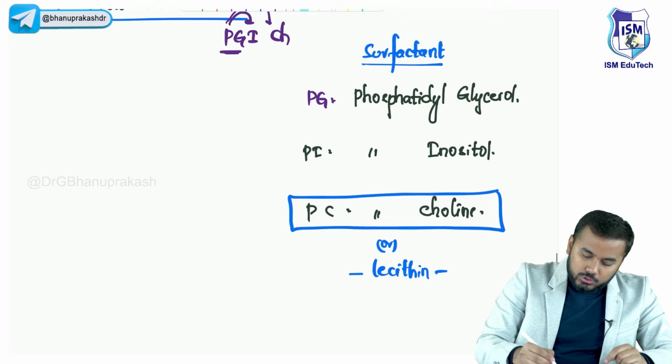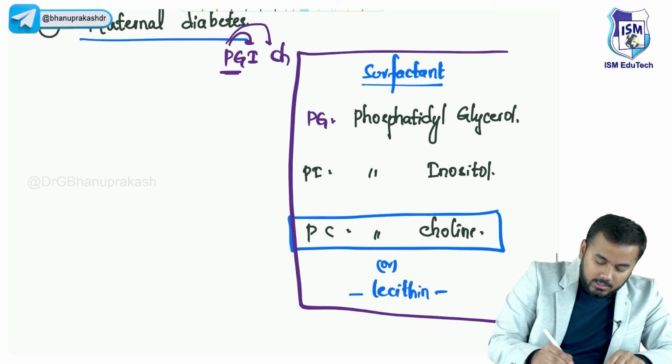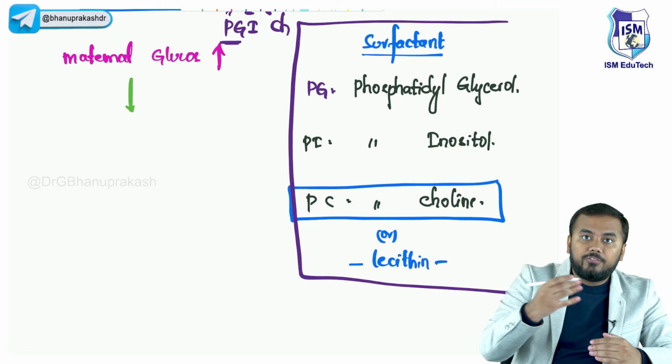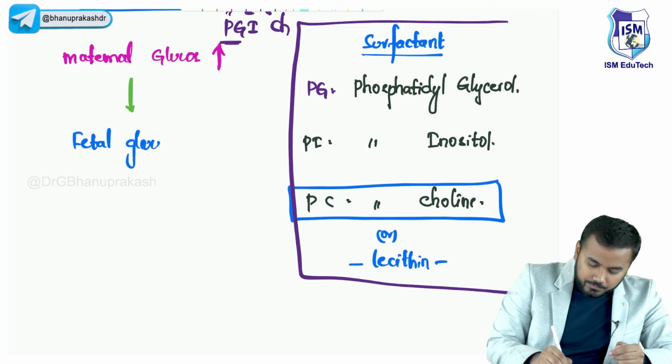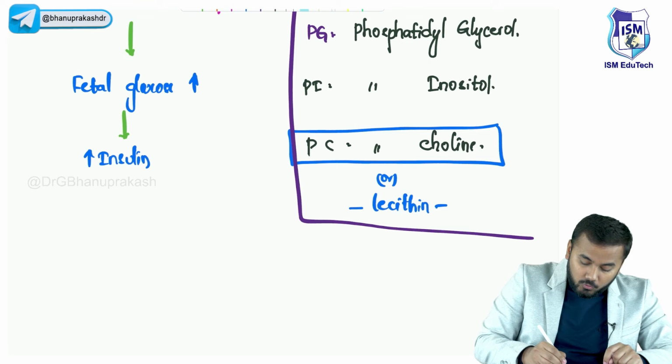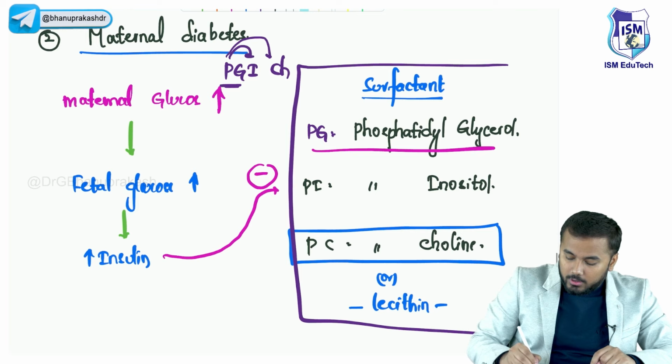So what I was telling is, if maternal glucose levels are high, automatically this will affect the fetus also. So obviously the fetal blood glucose levels also will be high. So whenever there is increased fetal blood glucose, what will happen? There is increased release of insulin. And what is this insulin going to do? This insulin will inhibit all these three important things.